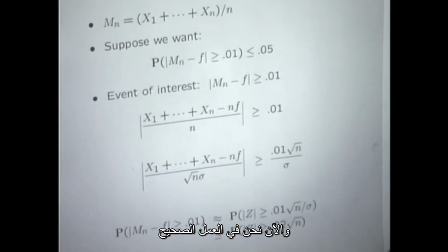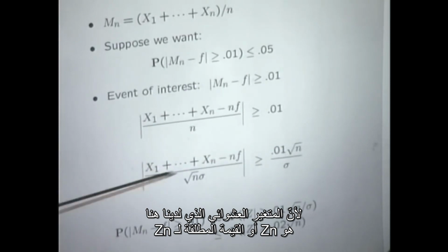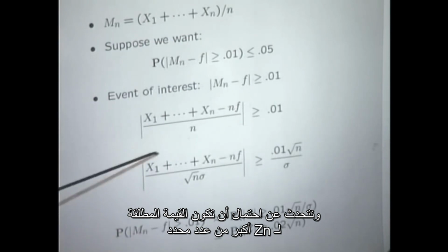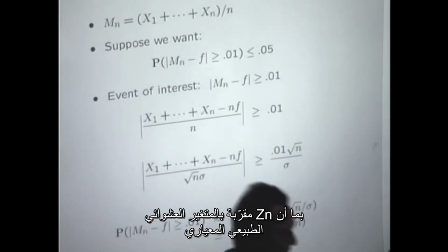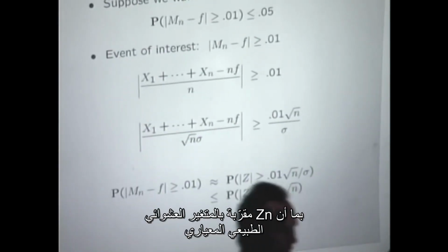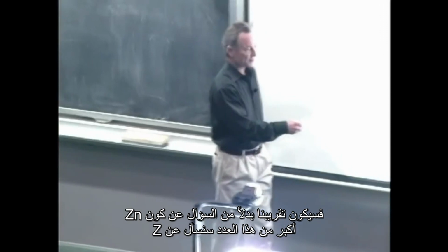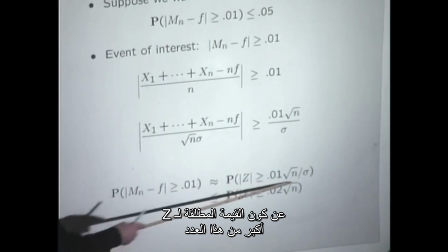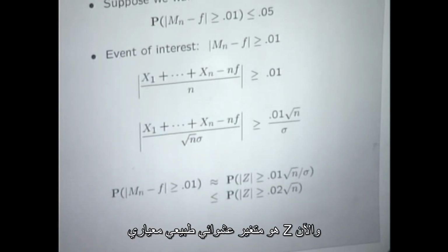And now we are in business because the random variable that we got in here is Zn, or the absolute value of Zn. And we're talking about the probability that Zn, absolute value of Zn, is bigger than a certain number. Since Zn is to be approximated by a standard normal random variable, our approximation is going to be, instead of asking for Zn being bigger than this number, we will ask for Z, absolute value of Z, being bigger than this number. So this is the probability that we want to calculate. And now Z is a standard normal random variable.